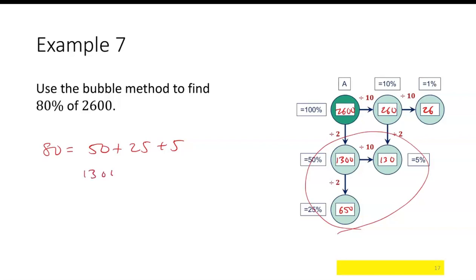So I guess basically it's adding these three numbers here. So that'd be 1,300 plus 650 plus 130. So 1,300 plus 650 is 1,950. Plus 100 would be 2,050. Plus 30 is 2,080. So 80% of 2,600 is 2,080.